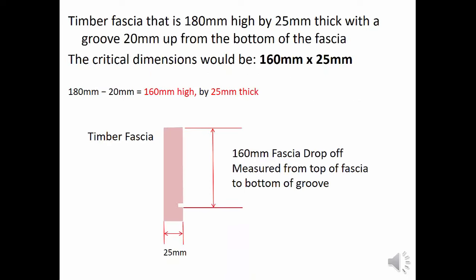This slide indicates how to determine the critical dimensions of fascia, where the fascia is 180 millimeters high, 25 millimeters thick, and the groove is 20 millimeters up from the bottom of the fascia. To determine the critical height, or what we call fascia drop-off, we take the height of the fascia, which is 180 millimeters high, and you subtract the distance from the bottom of the groove to the bottom of the fascia, which is 20 millimeters. So the fascia drop-off for this fascia is 180 minus 20, which is 160 millimeters, and the other critical dimension is the thickness of the fascia, which is 25 millimeters.